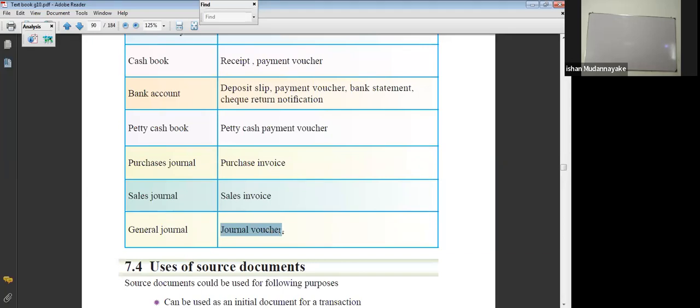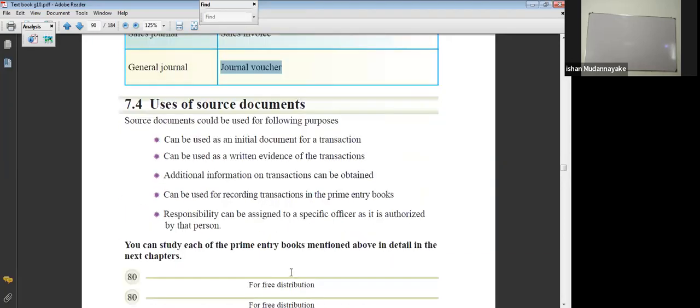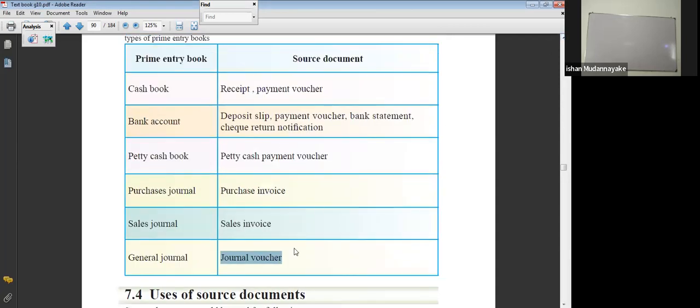Then look at the users. Sir, what is a journal voucher? We'll discuss the journal voucher when we are preparing the general journal. I will explain it using a practical example.